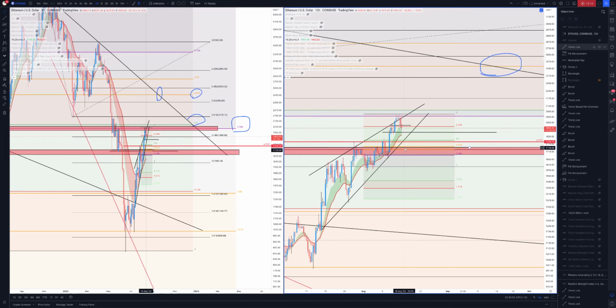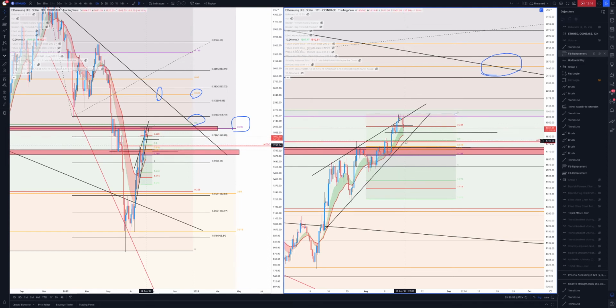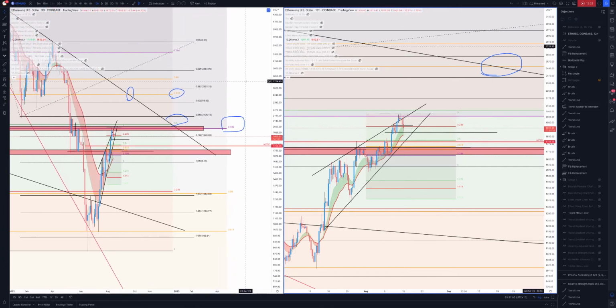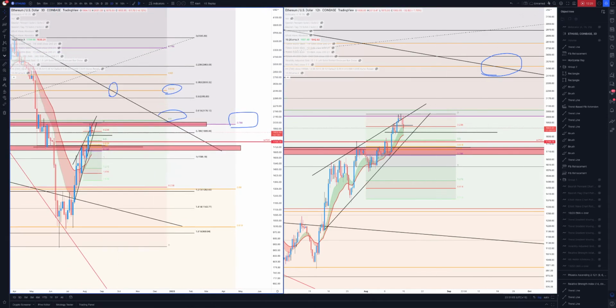If it comes down here, I'd like to enter, but it really depends on what Bitcoin does. So point of control is one area, or this trend line would be nice. And I'm going to leave it at that, guys. Now, let's just save that.